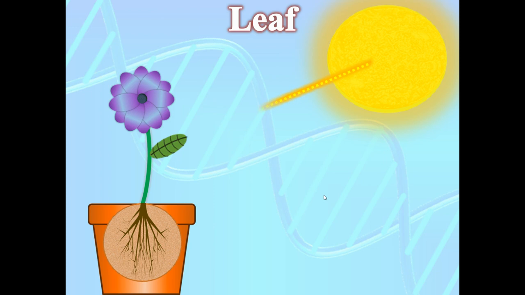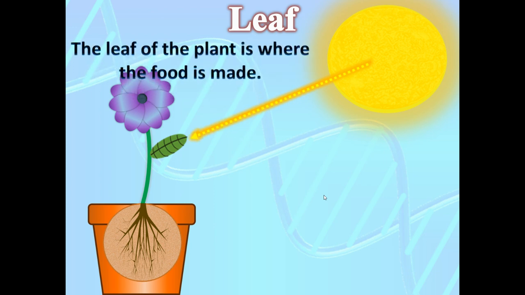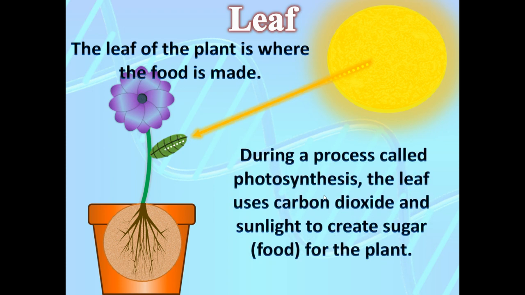The leaf. Leaf of the plant is where the food is made. During a process called photosynthesis, the leaf uses carbon dioxide and sunlight to create sugar food for the plant.